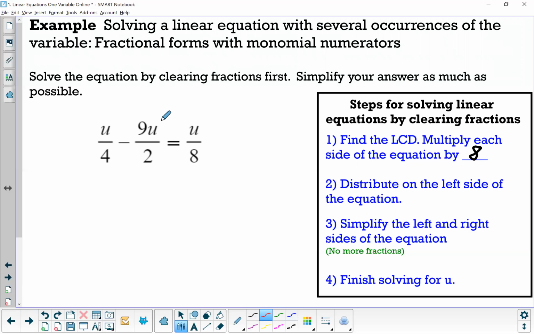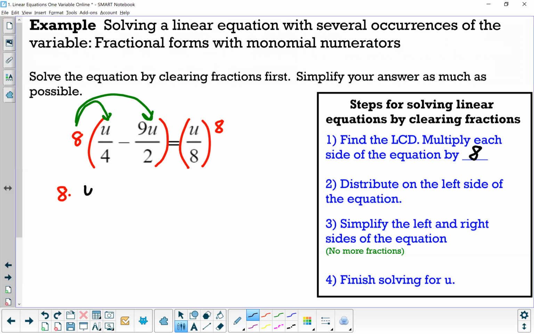So I'm going to multiply the left side by 8, and I'm going to multiply the right side by 8. I can see on the left side that I need to distribute because there's 2 terms. So essentially I have 8 times u over 4 minus 8 times 9u over 2 equals 8 times u over 8.